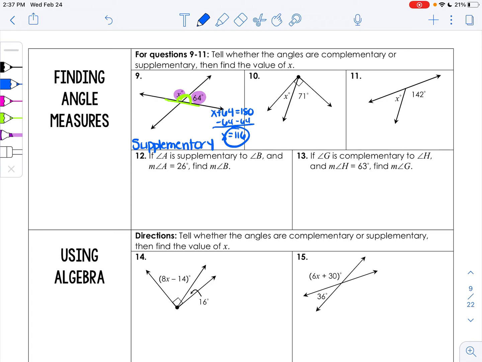I can do the same thing for number 10. I'm told that this angle is 70 degrees, and I need to find this missing angle. The two together, we see, forms a right angle. So I know these two angles are complementary. And I know complementary angles, when I add them together, add up to 90. So I can write the equation x plus 71, my two angles added, equals 90. And I know how to solve this one-step equation by subtracting 71 from both sides. I find that x equals 19.